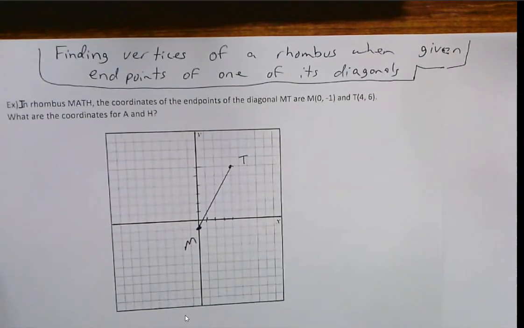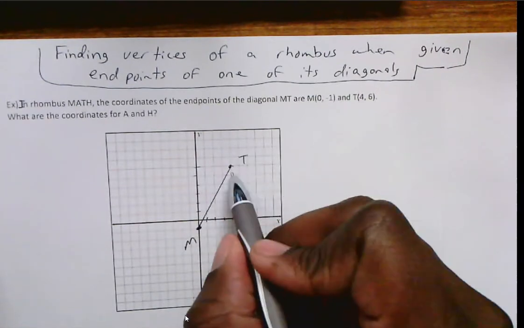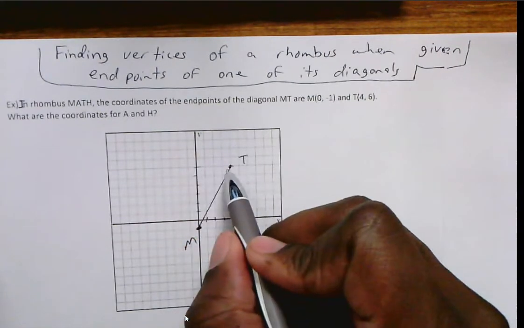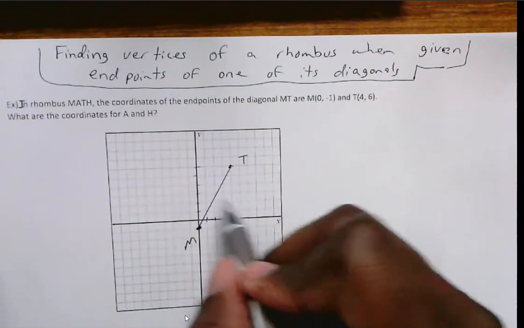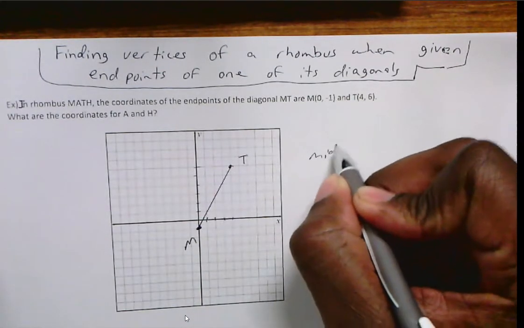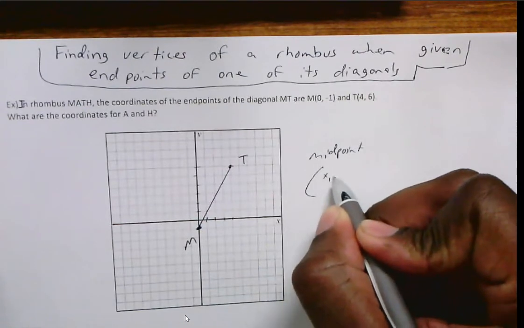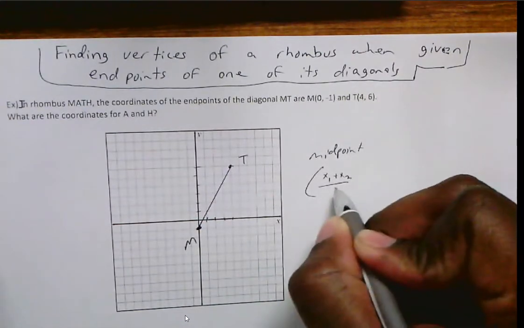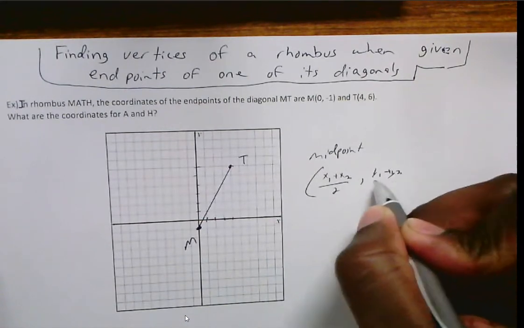So to find the rhombus, I'll think about this. If I could find the midpoint of this segment, I could think about rotating this point 90 degrees because the diagonals meet each other at 90-degree angles. So let's find the midpoint of that segment. The midpoint formula says that you add the x's and divide by 2, and then you add the y's and divide that by 2.